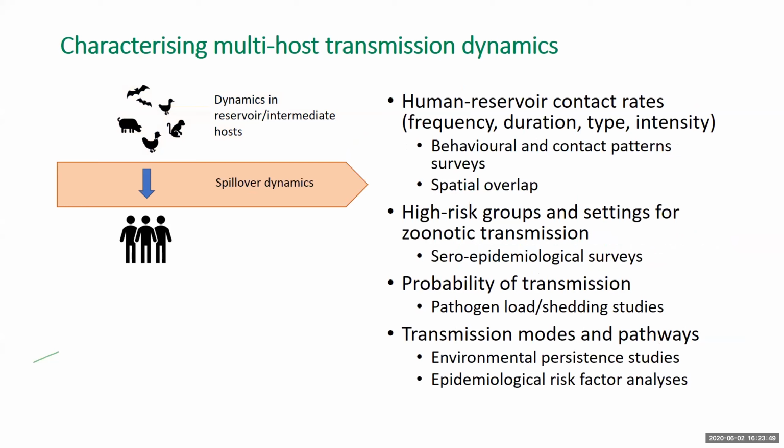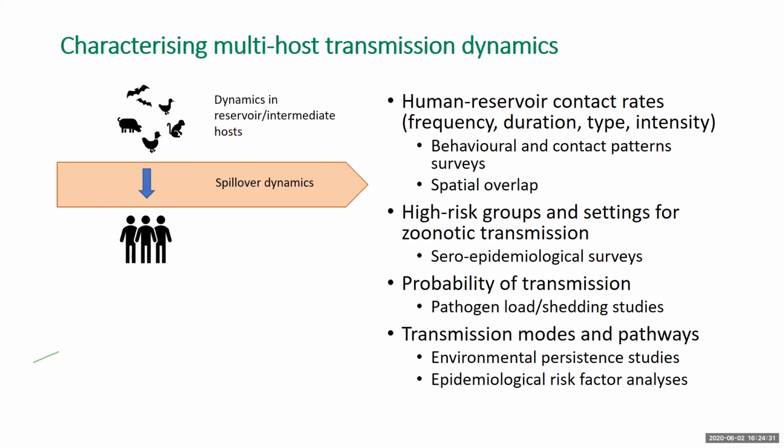In terms of spillover dynamics, these are of course affected by the prevalence in the reservoir, but also human-reservoir contact rates, including their frequency, duration, and intensity. So we can get better information on these from things like behavioral and contact pattern surveys, and this is something we've been doing in Cambodia in relation to pig production practices, and also through spatial overlap studies using things like remote sensing data. It's also important to be able to identify groups which may be at high risk of zoonotic transmission. So this can also be informed by things like serological surveys, looking at which groups may have had high exposure to different zoonotic pathogens.